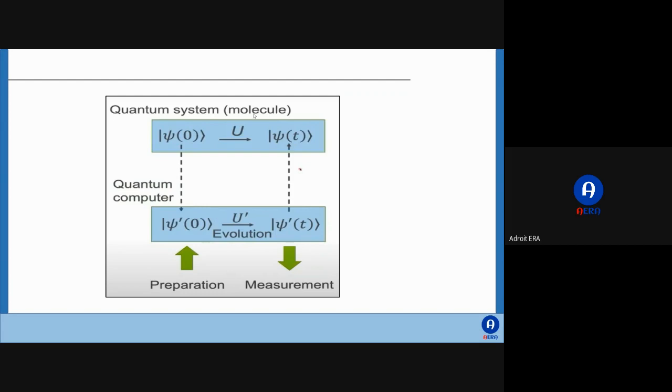So the quantum system, this is the molecule that we use, and then we map that onto the quantum computer. After you map the quantum system to the quantum computer, or you map the Hamiltonian to the qubits, you measure it, you get the results, and then you send it back to the classical computer, and the loop goes on until you find the lowest energy.